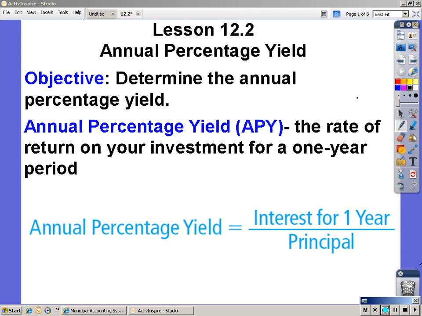Lesson 12.2, annual percentage yield. The objective is to determine the annual percentage yield. The APY is the rate of return on your investment for a 1-year period. Your formula is annual percentage yield equals your interest for 1 year divided by principal. Okay, go ahead and press pause, get this written down, resume play when you're ready.